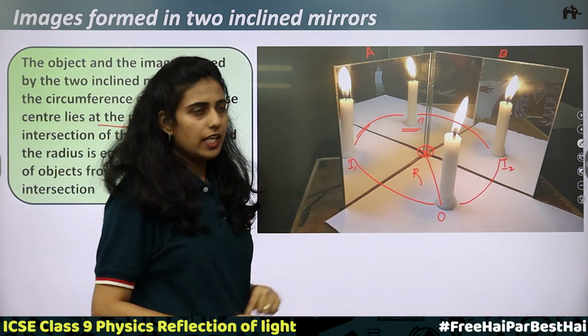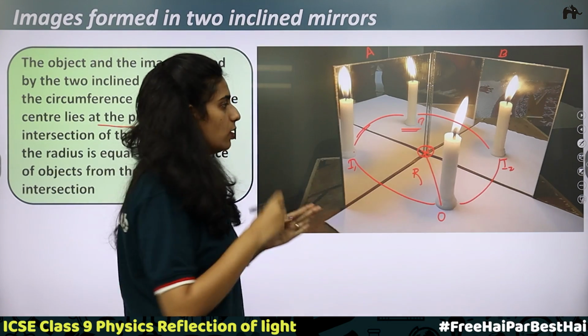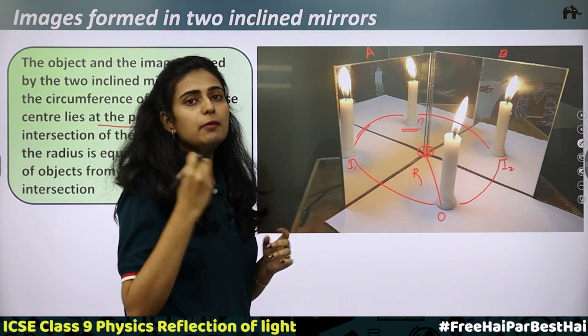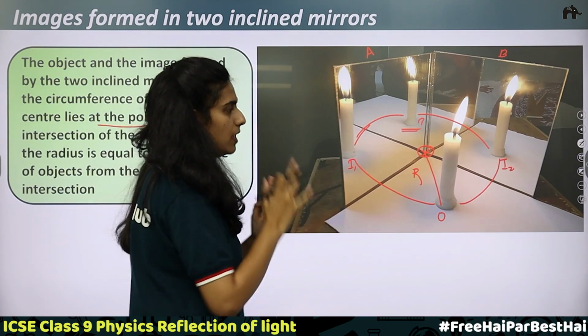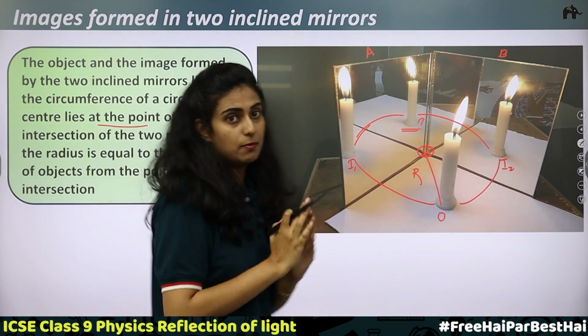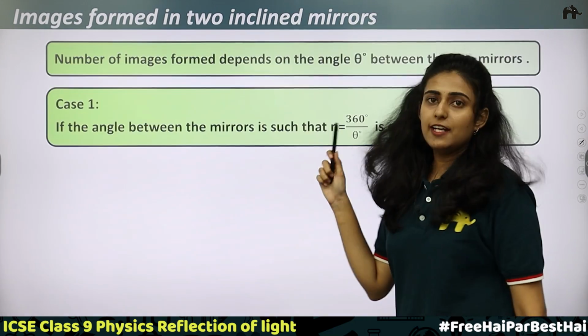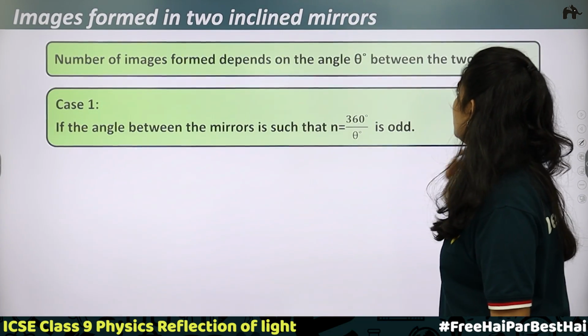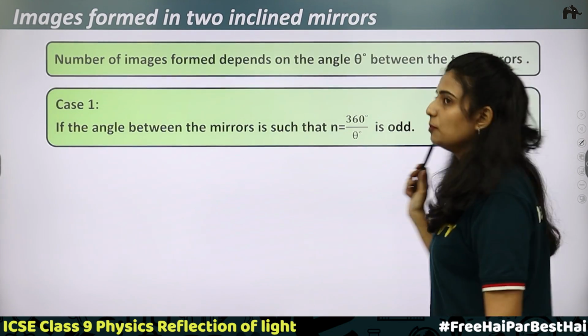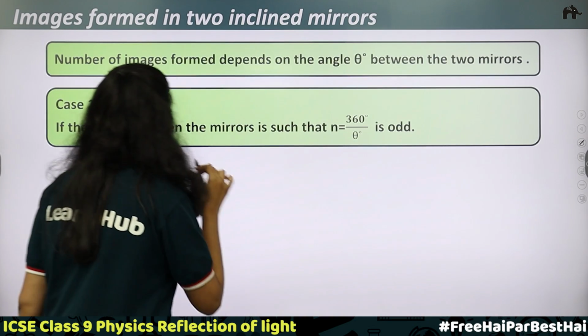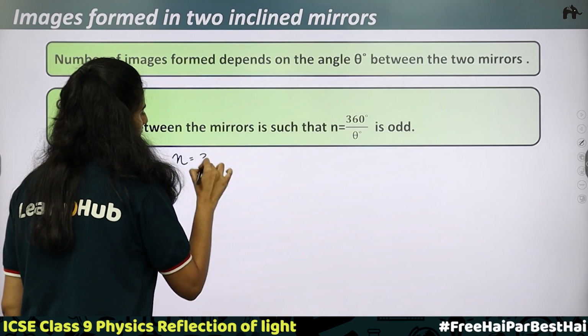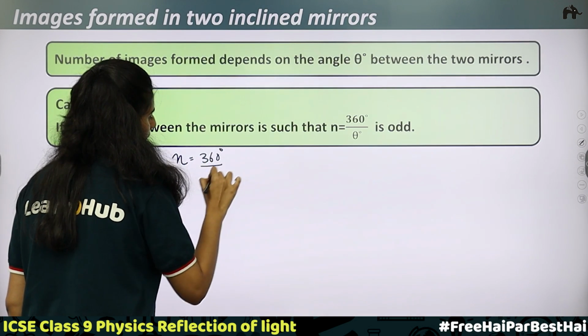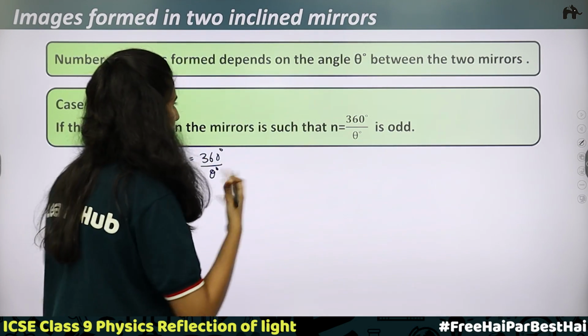Okay, so when you take two mirrors and they are kept inclined, you have understood that many images are formed. N number of images will be formed. Now, what is this n number? How is this n number obtained? Let's see. Number of images formed depends on the angle theta degree between the two mirrors. First, we'll have to find an n value. N is equal to 360 degree divided by theta degree. Depending on this, we can say the number of images.